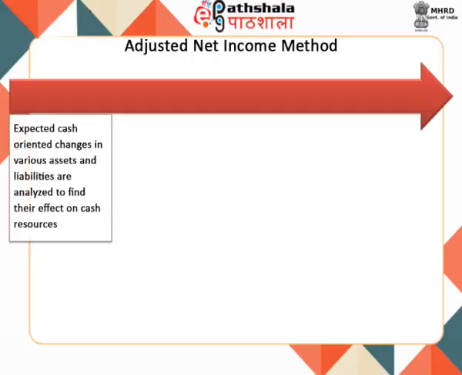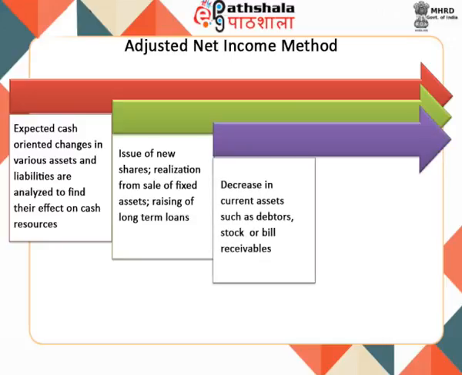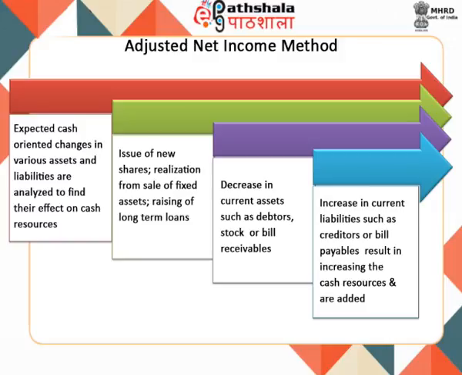Further, expected cash oriented changes in various assets and liabilities are analyzed to find their effect on cash resources. Issue of new shares, realization from sale of fixed assets, raising of long term loans, decrease in current assets such as debtors, stock, or bills receivables, increase in current liabilities such as creditors or bills payables, result in increasing the cash resources and are added.